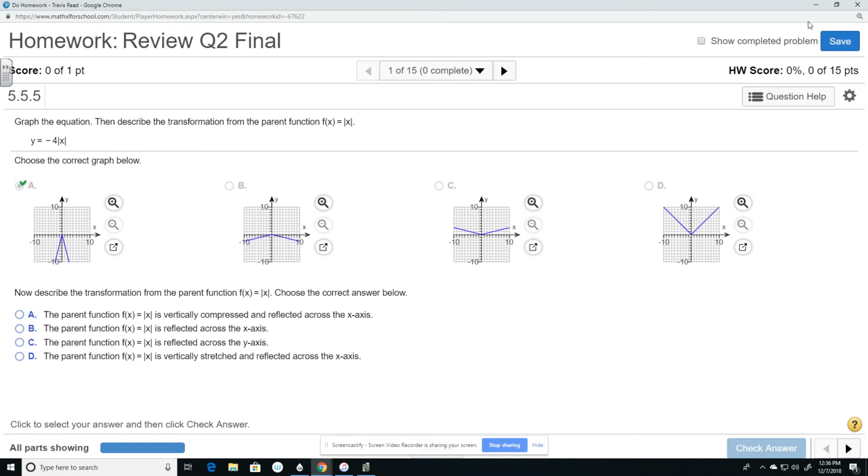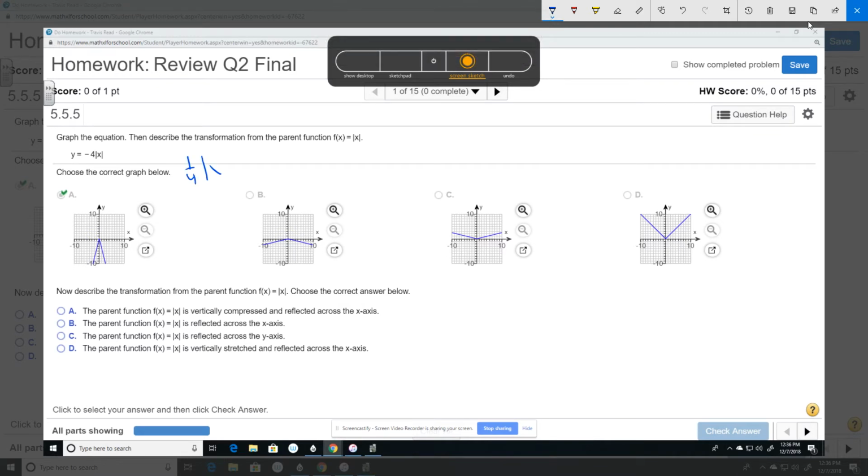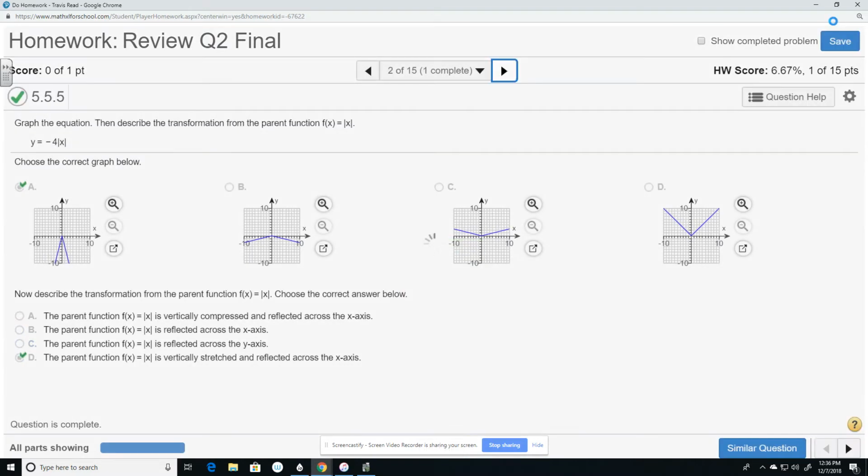Then it wants you to describe the transformation. In this case, it's reflected over the x-axis because it's pointed down, but it's also stretched vertically. That 4 stretches it. Now remember, some of you might see 1/4 absolute value x. If there's a fraction in front of the absolute value, it's not stretched, it's compressed. But in this case, it's not a fraction, it's a 4. So my answer would be that it's stretched and it's reflected across the x-axis. Okay? All right, moving on.